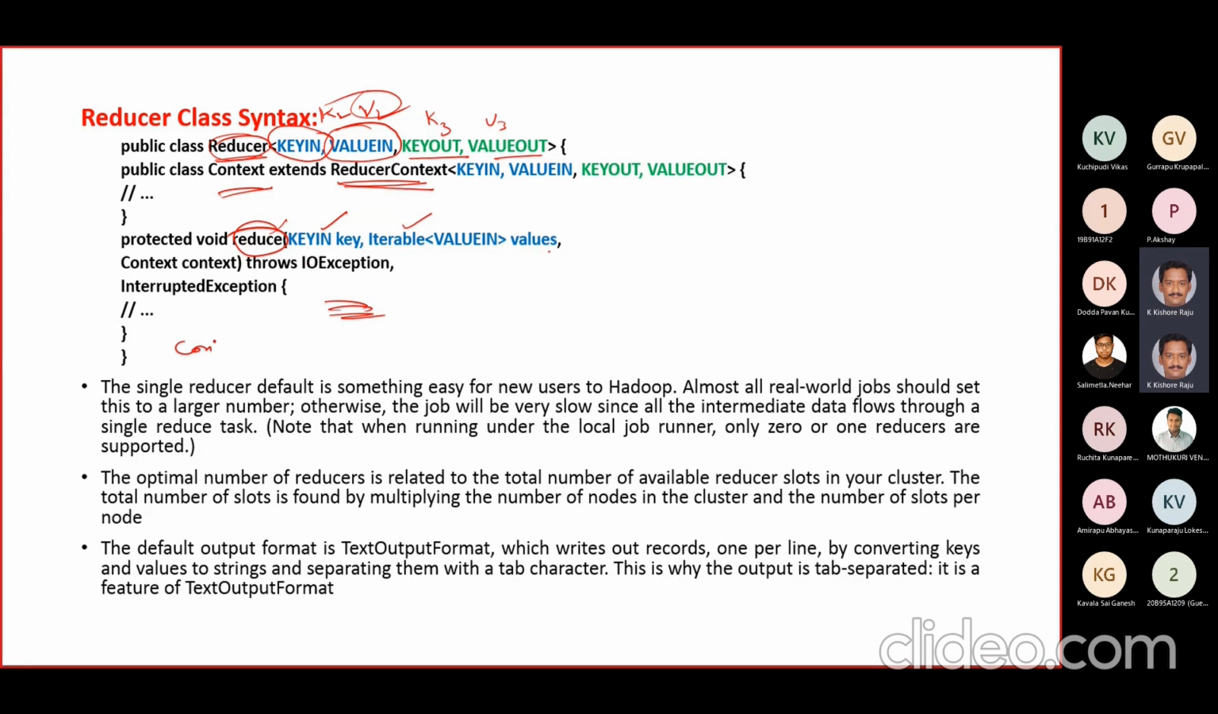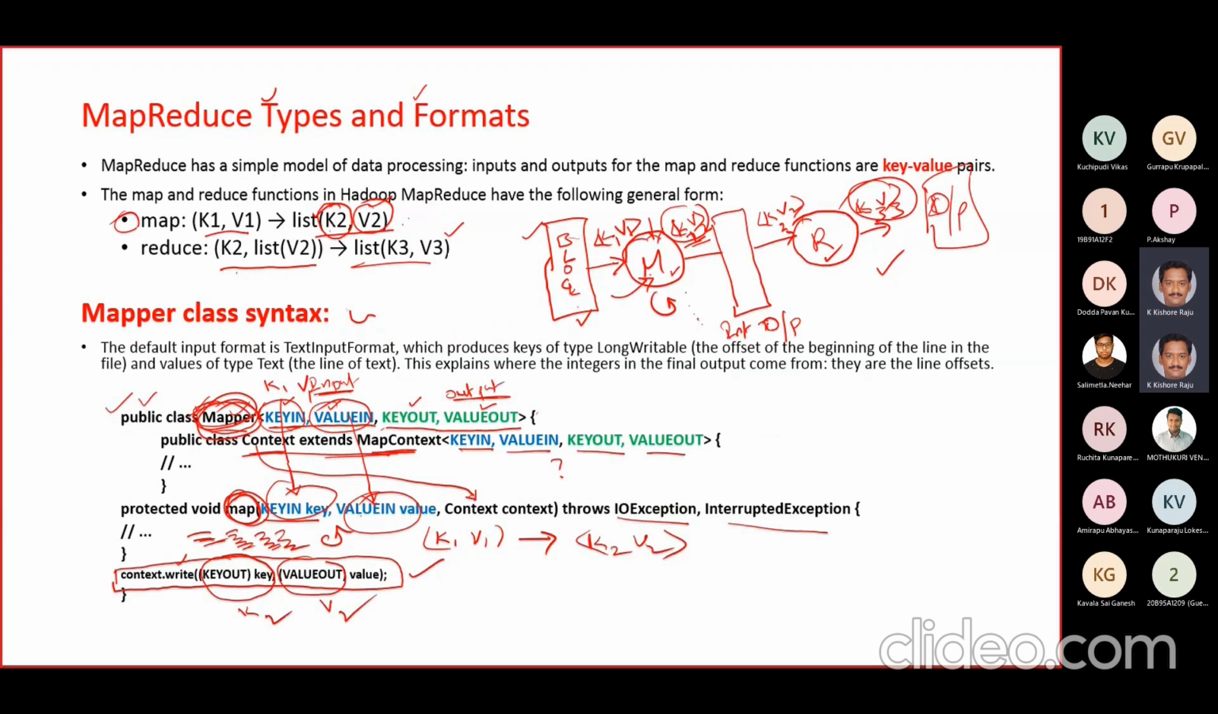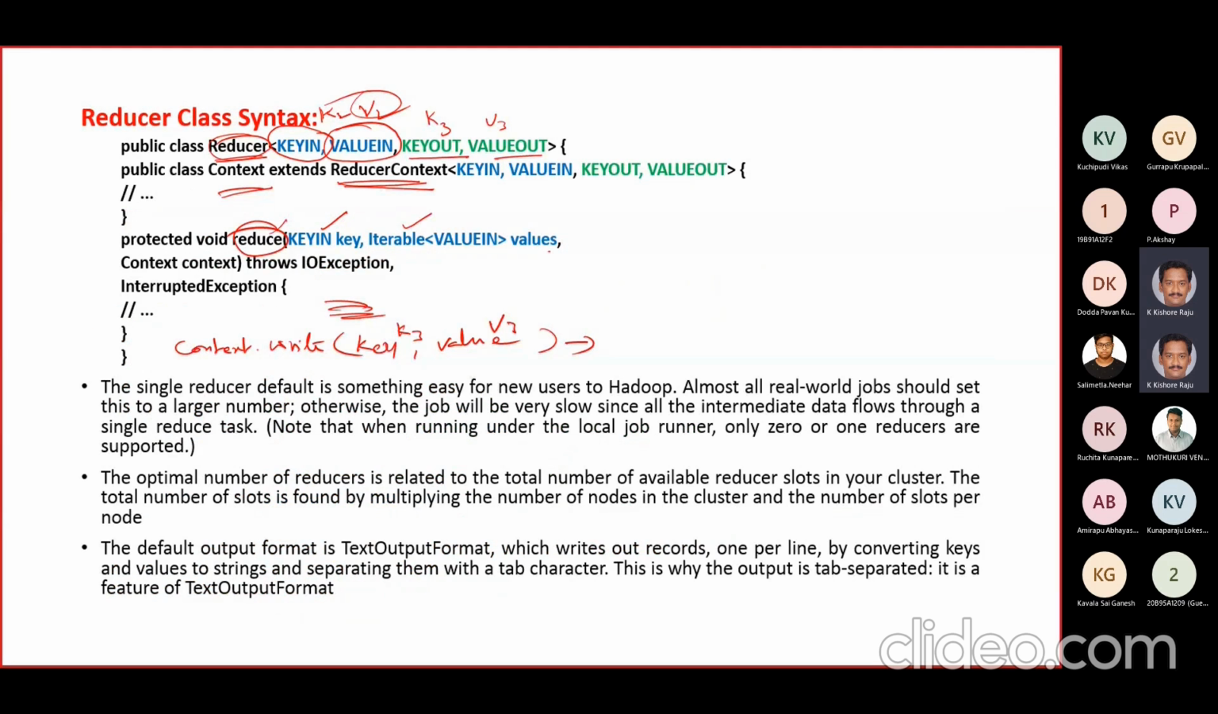And here also context.write. I had forgotten it here. Context.write with key and value. The key and value, that is K3 and V3, will be returned by the reducer. Okay, so this is how the mapper and reducer will work in the MapReduce environment.